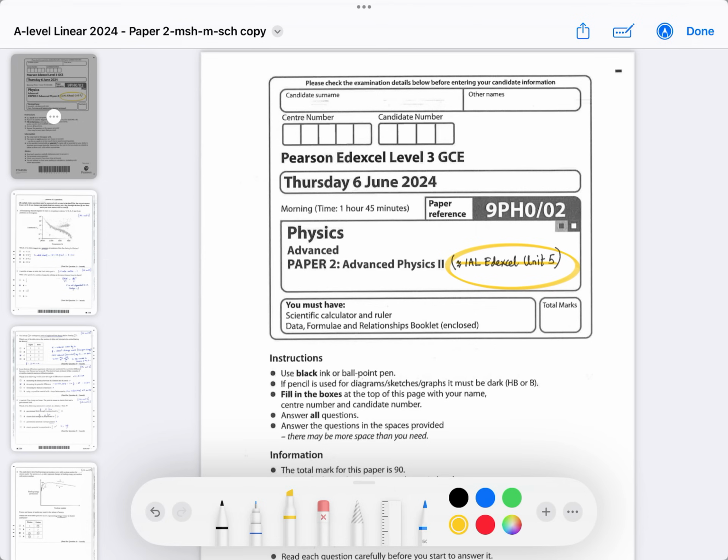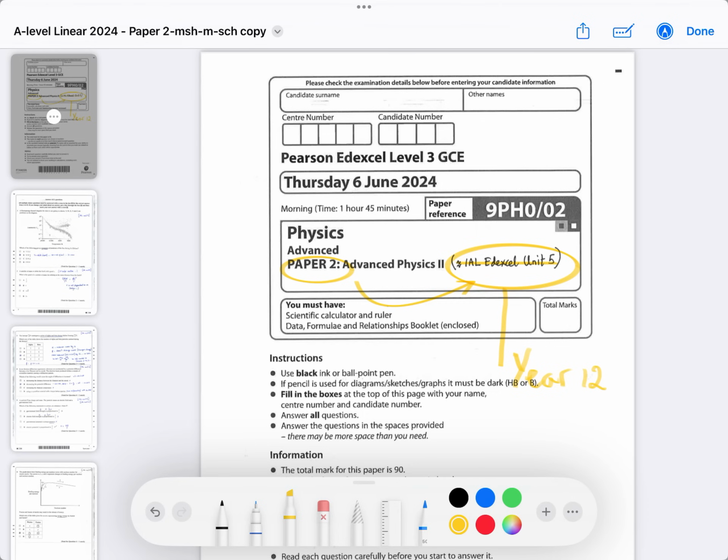The difference with Paper 2 for the linear compared to the modular is that in the linear in Year 13 they also need to revise Year 12 stuff. So if you're also repeating some units from Year 12, for example waves, this unit will be very handy. I think it's waves and materials that are linked with Unit 5.